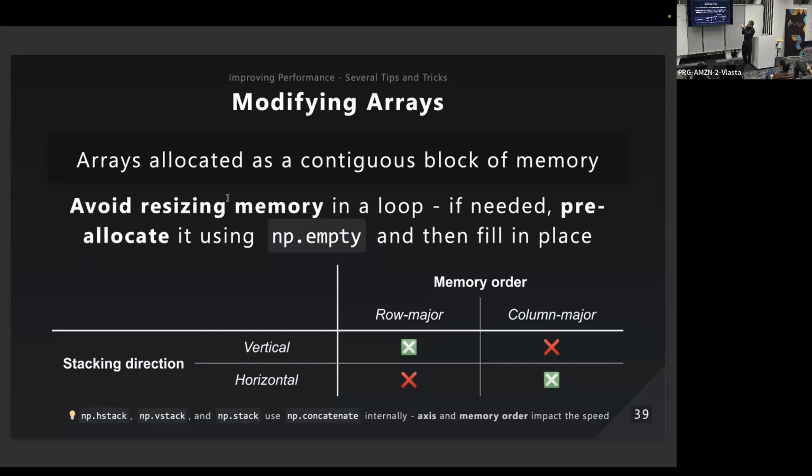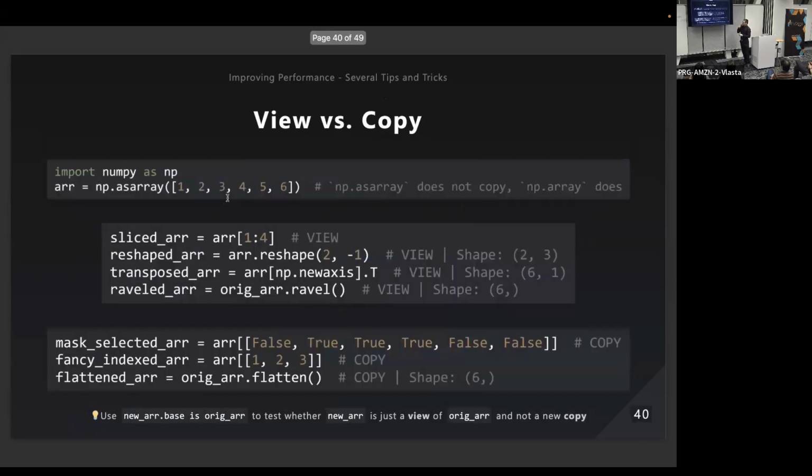And when you are trying to resize your memory, you will more often than not adopt some stacking, horizontal stacking, vertical stacking, which actually internally call concatenate anyway. But then your stacking direction and your memory order impacts the eventual performance. So if you have row major and you are stacking vertically, you know that it's the least painful way to do so. And you can kind of reason through the rest of the table what direction and what memory order are more suitable. But the impact is not extreme, but it's still there.